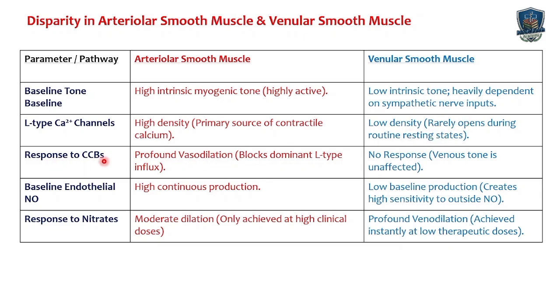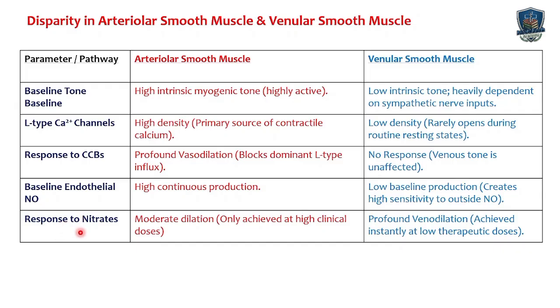You also have the response to CCBs. The arterial smooth muscle tends to respond well to calcium channel blockers. So it causes profound vasodilation, because the calcium channel blockers, as we shall explain later, block the L-type calcium channels. While here, the calcium channel blockers don't have any response in the venular smooth muscle cell. When it comes to endothelial nitric oxide release, there's continuous production in the arterial smooth muscle, and here it's a low baseline production, so it creates high sensitivity to outside nitric oxide.